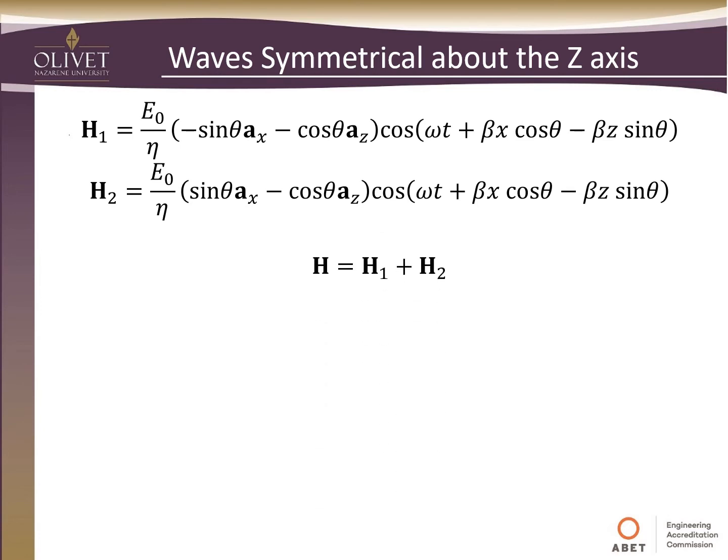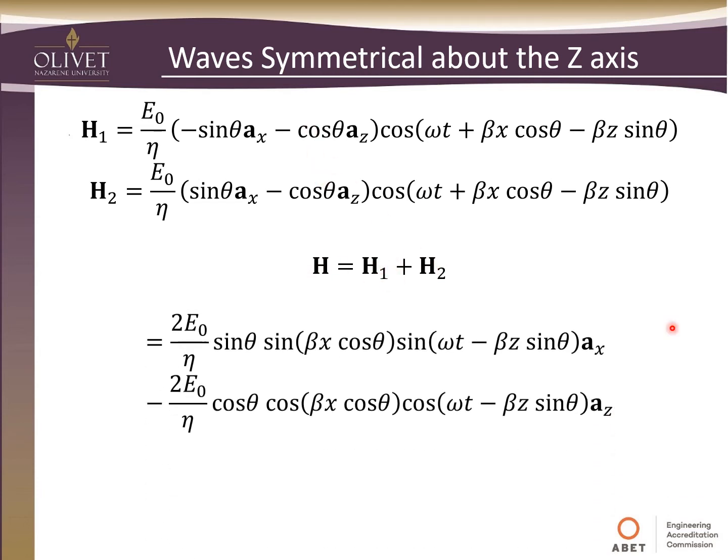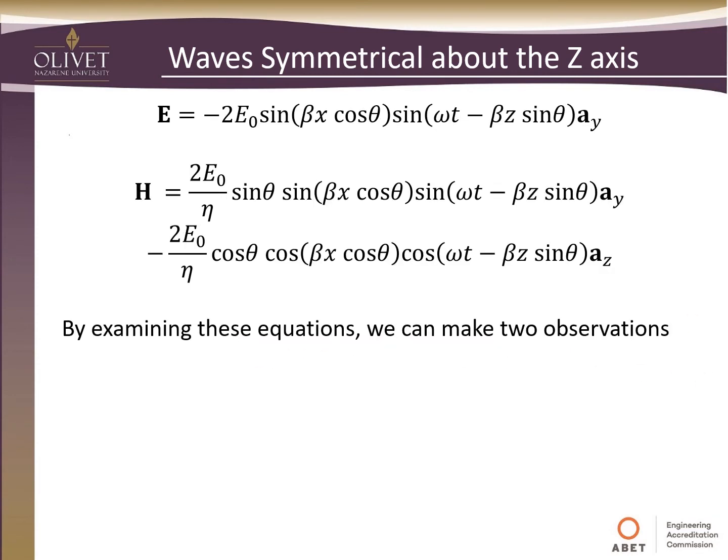Likewise, we can do the same thing with the magnetic fields. We can use superposition to come up with a composite magnetic field, which will just be the addition of H1 and H2. Plug those values in, and this is the result there. So now we have expressions for our composite electric and magnetic field.